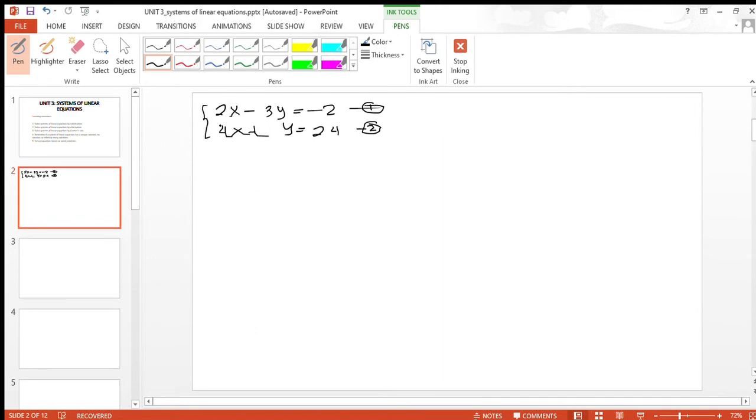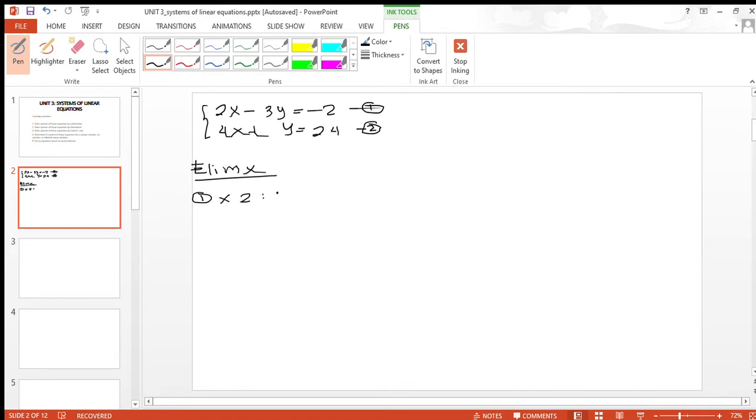Compare now your coefficients. For x, you have 2 and 4. For y, you have 3 and 1. So you can eliminate any if you may choose. If you will eliminate x, you have to multiply equation 1 by 2. If you would like to eliminate y, you have to multiply equation 2 by 3. But I think it will be easier to eliminate x. Let's eliminate x. And in this case, we have to multiply equation 1 by 2.